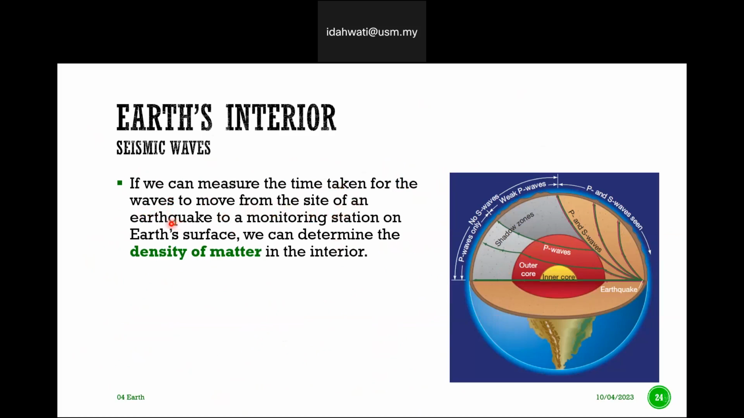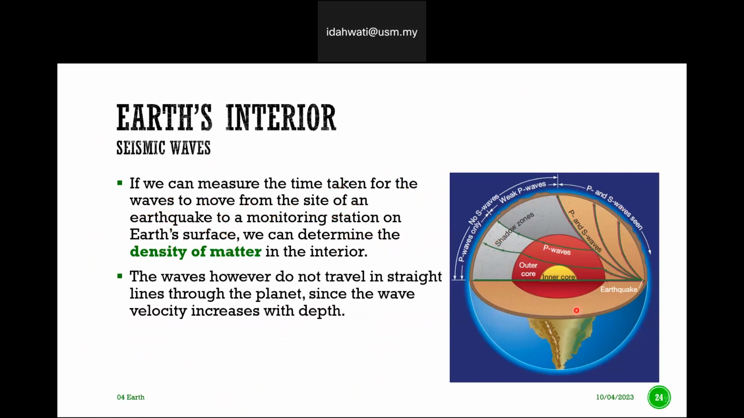Okay, so if we can measure the time taken for the wave to move from the site of an earthquake to a monitoring station on the Earth's surface, we can determine the density of matter in the interior. The waves, however, do not travel in a straight line through the planet, since the wave velocity increases with depth.